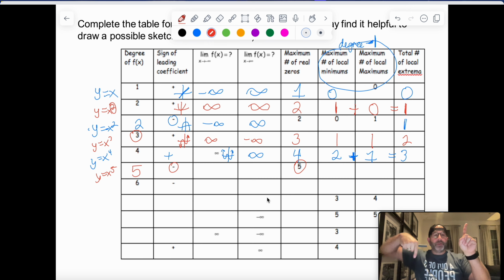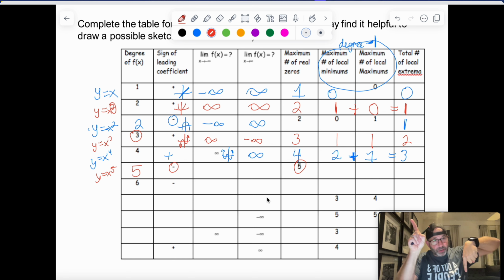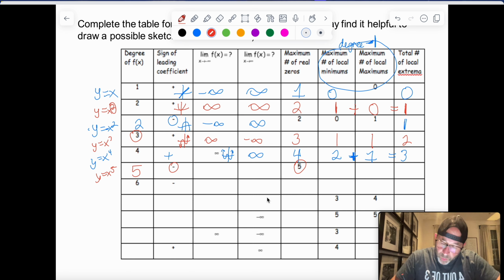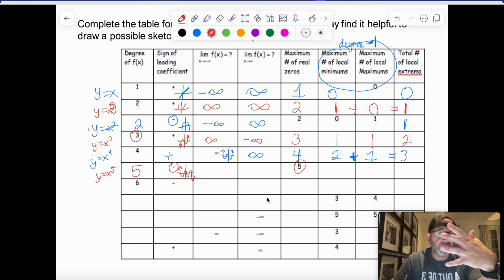So if it's an odd function, remember, it's going to look like this. Well, because of the negative, it's going to flip over. It's going to look like this. So what would that look like when I draw it out? It's going to be like this: 1, 2, 3, 4, 5. And as I was counting, I had it crossing the x-axis 5 separate times.